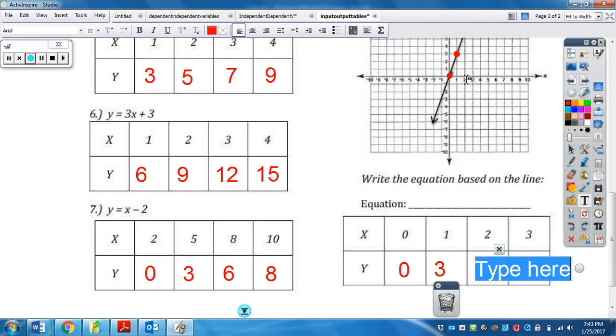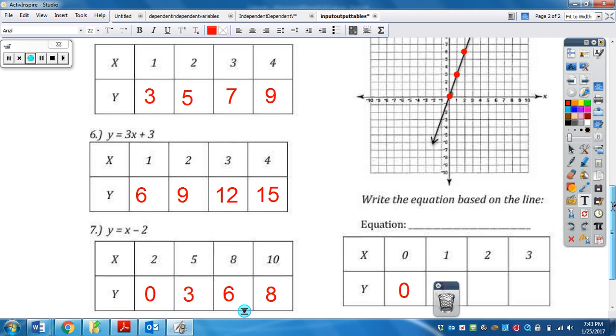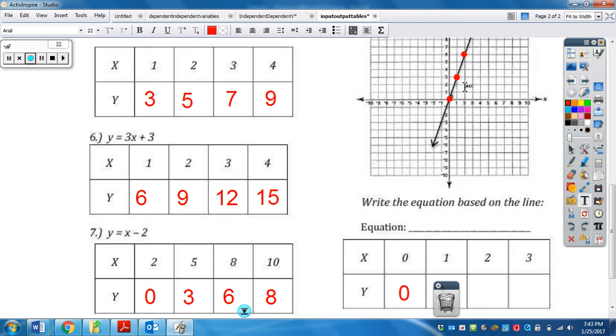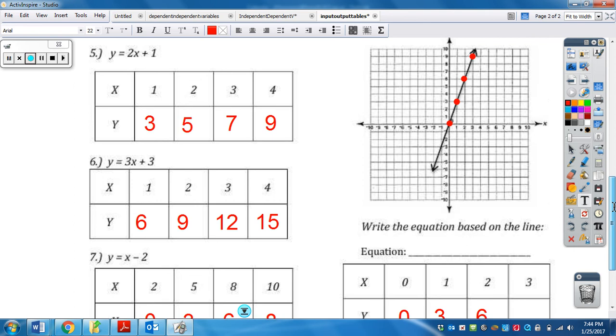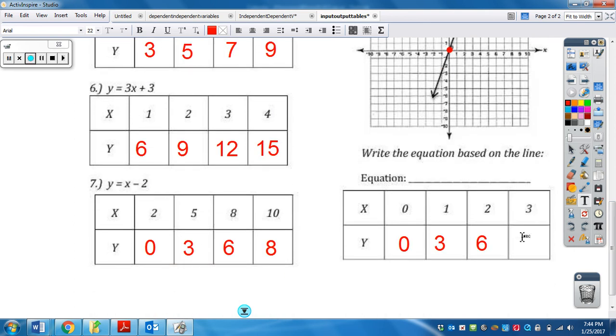So at 1, so on my x-axis at 1, I can see that it crosses the y-axis at 3. On the x-axis at 2, I need to scroll up a little bit, I can see that it crosses the y-axis at 6. So I need to write that in my chart. Let's move the trash can. And then at 3 on my x-axis, when I scroll up, I can see that it crosses the y-axis at 9.